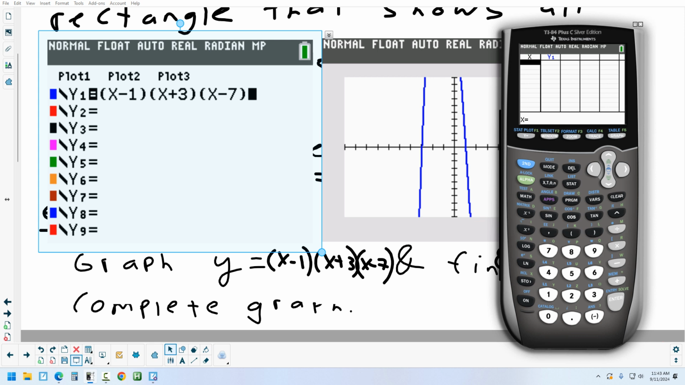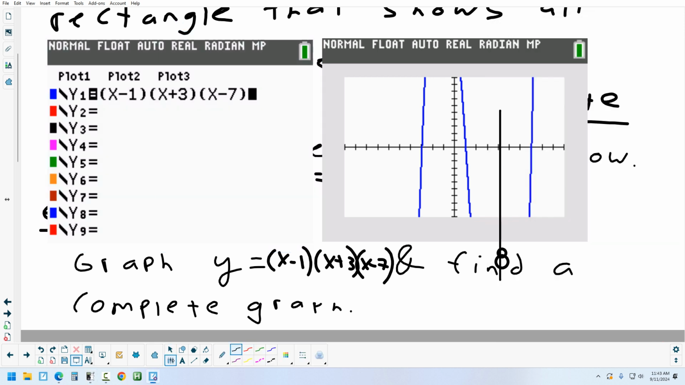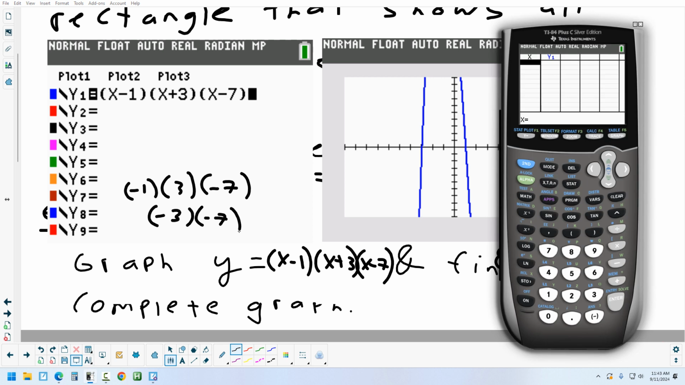What this is, it's a table that allows you to pick any number you want for x. It'll plug it in and it'll tell you what you'd get for y. So let's just try one. Let's try 0. What's 0 minus 1? Negative 1. What's 0 plus 3? 3. And 0 minus 7? Negative 7. Well, negative 1 times 3 is negative 3. And what's negative 3 times negative 7? 21. So if I plug in 0, it tells me y is 21 without having to do all that out.